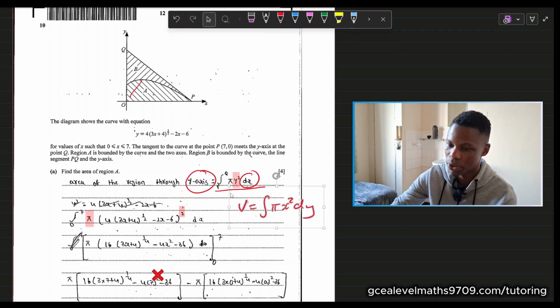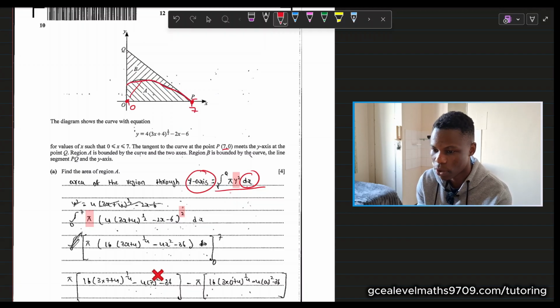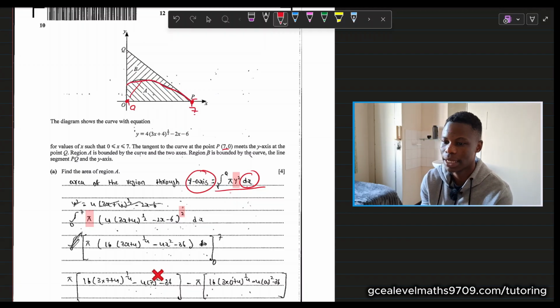All you were supposed to do is integrate with your limits being 0 and this point, so we need to know what the x coordinate is here at the point P. Do we know that? It's 7. Yes, so (7, 0). You're just integrating this curve from 0 up to 7, and that should give you the area of the shaded region.